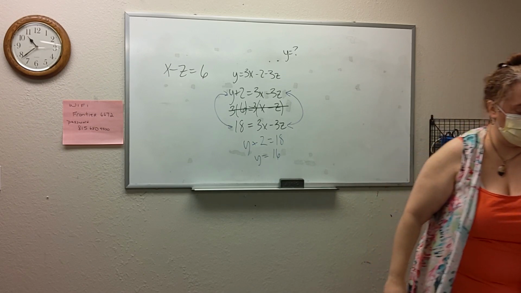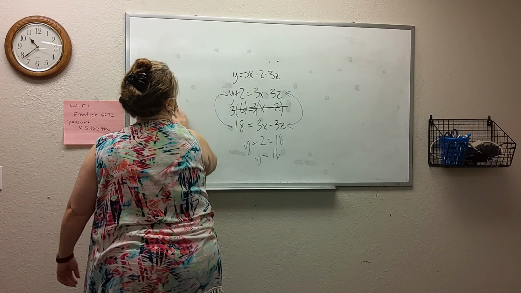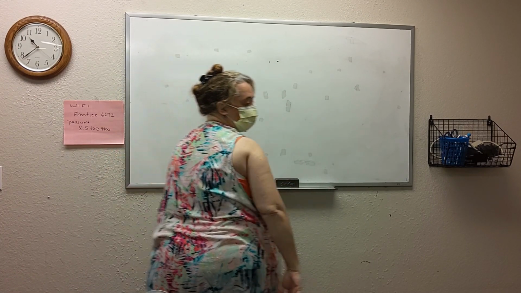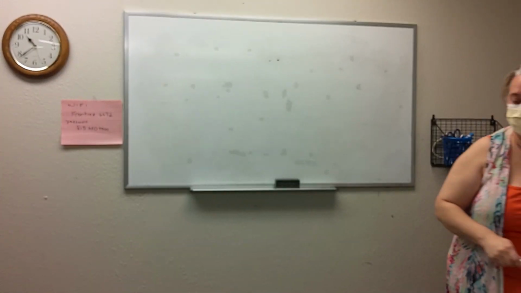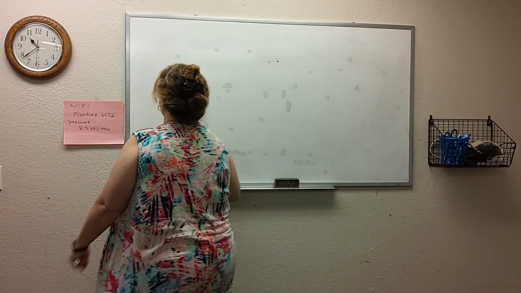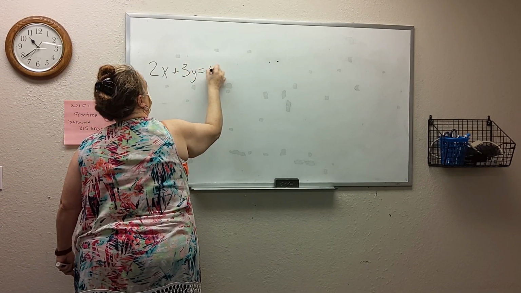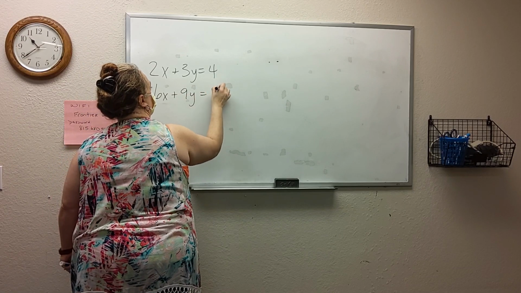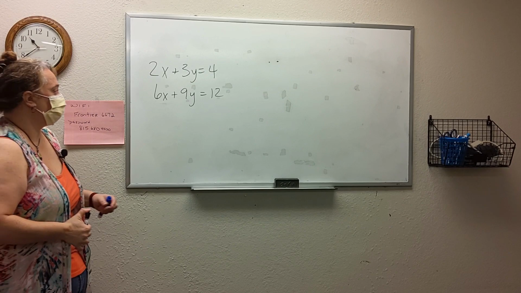Alright, next page. Before we do the two problems on the next page, I gotta show you an example. Let's say we had 2x plus 3y equals 4 and 6x plus 9y equals 12. Okay, this is a random problem. It's not in your packet.